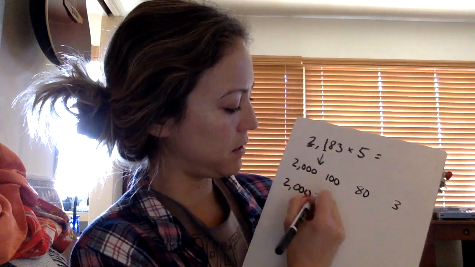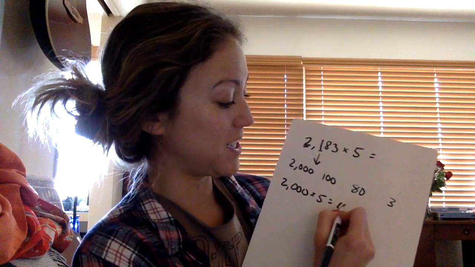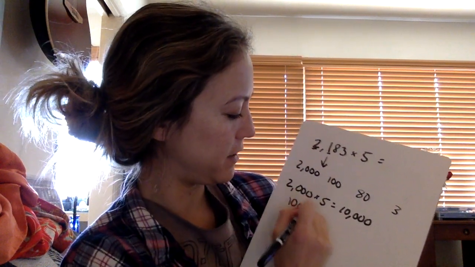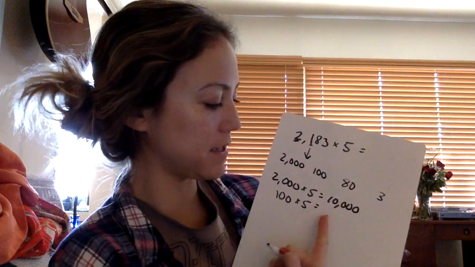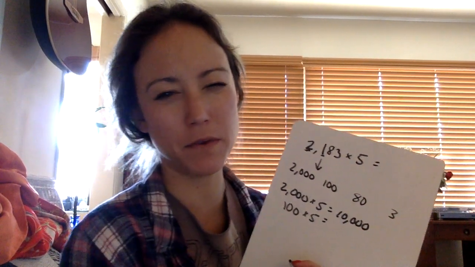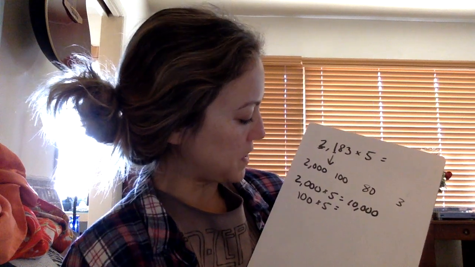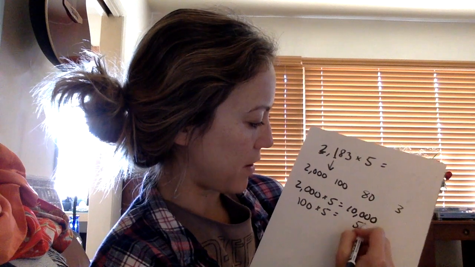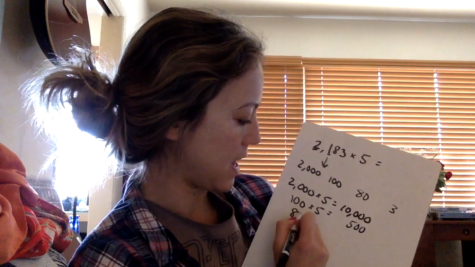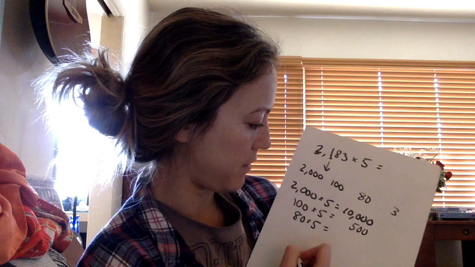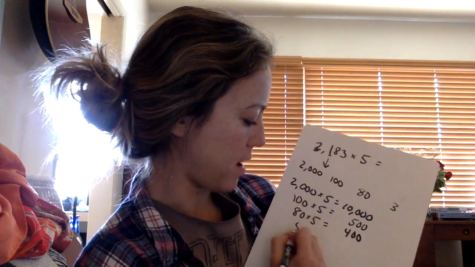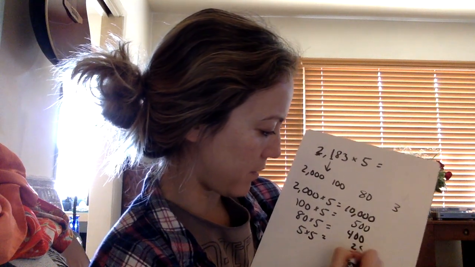So 2,000 times 5 is 10,000, right? Then 100 times 5. And again, I like to stack it the right way the first time so I don't have to rewrite it. So 100 times 5 is 500. 80 times 5 is 400. 5 times 5 is 25.